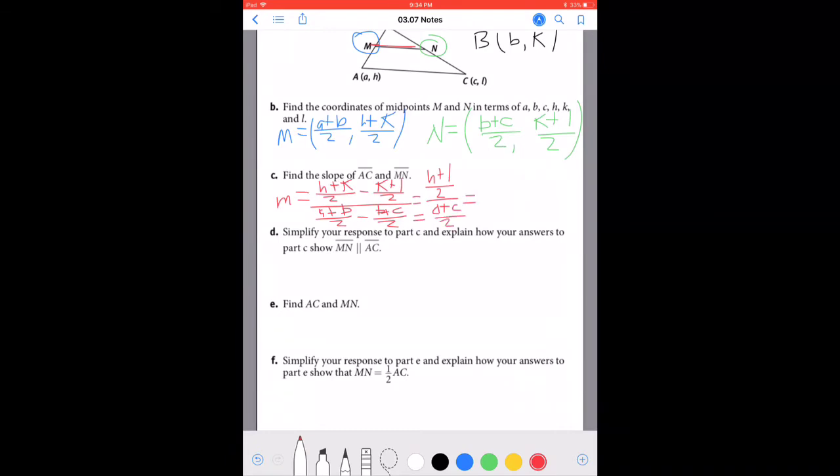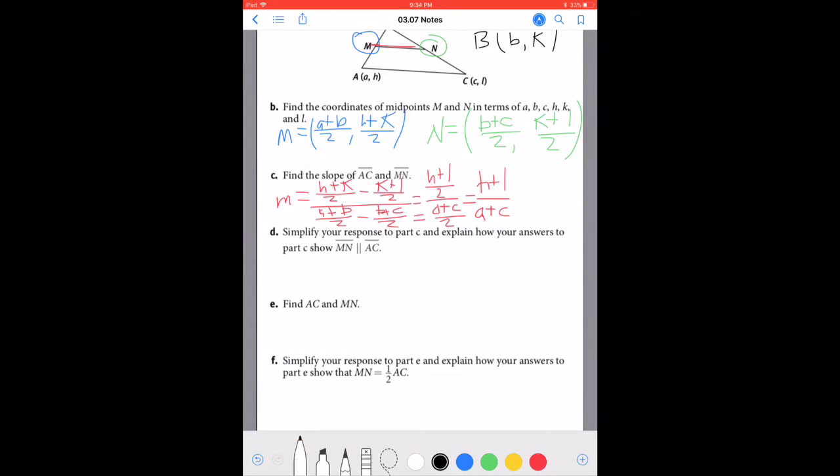When we do that real quick, we see divide by 2 on both the top and the bottom. So we can get rid of that. So H plus L on the top, and then A plus C on the bottom. So that's just the slope for our midsegment.